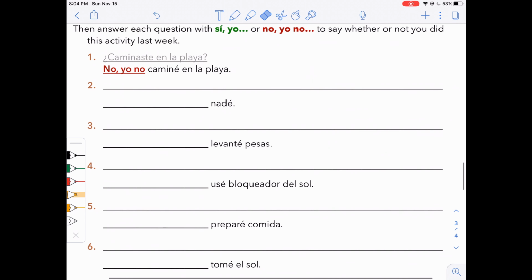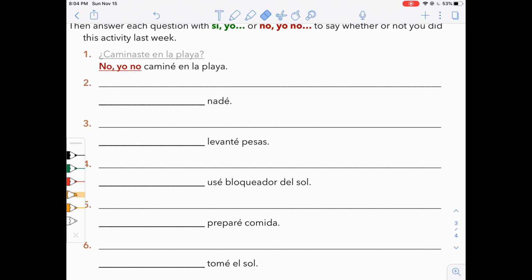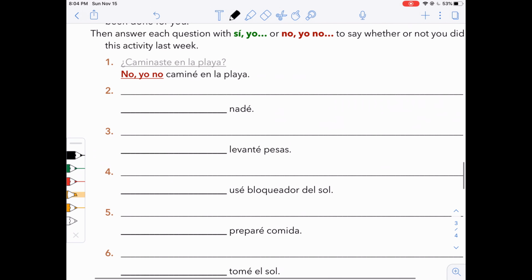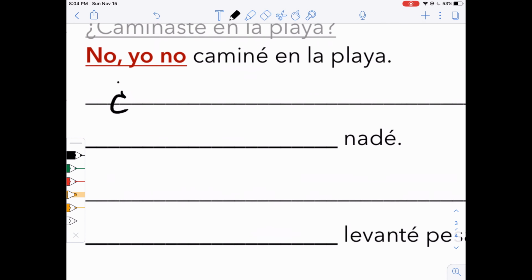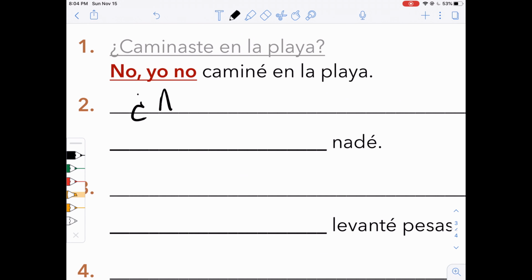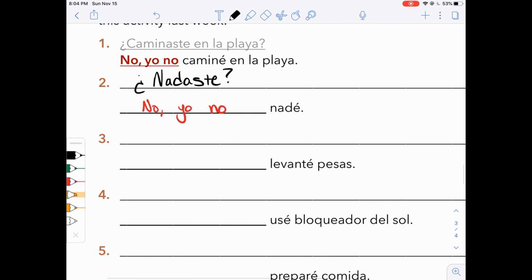Now, número 2, it has this beautiful picture of someone swimming. So if I want to ask, did you swim? That's 3 words in English. It's 1 in Spanish. ¿Nadaste? Did you swim? That's it. That's all I need. I didn't, so I'm going to say no, yo no nadé. Done. Our third one has a picture of our friend Mario lifting weights. So we're going to ask, did you lift weights?